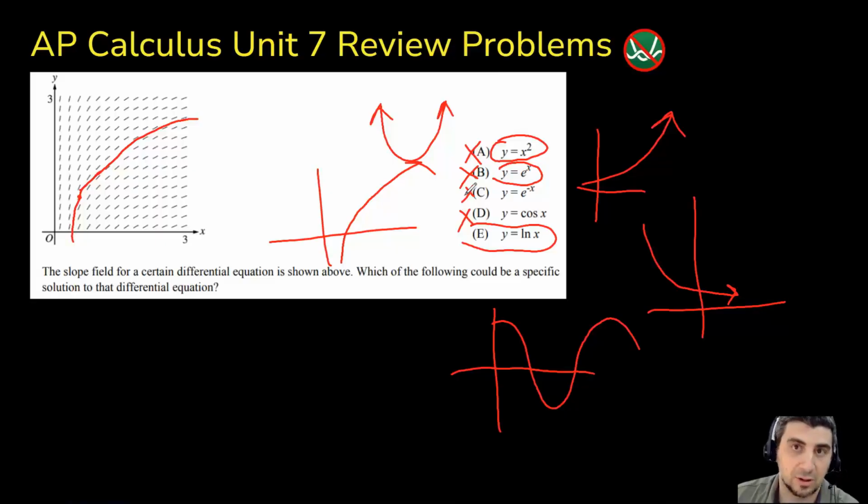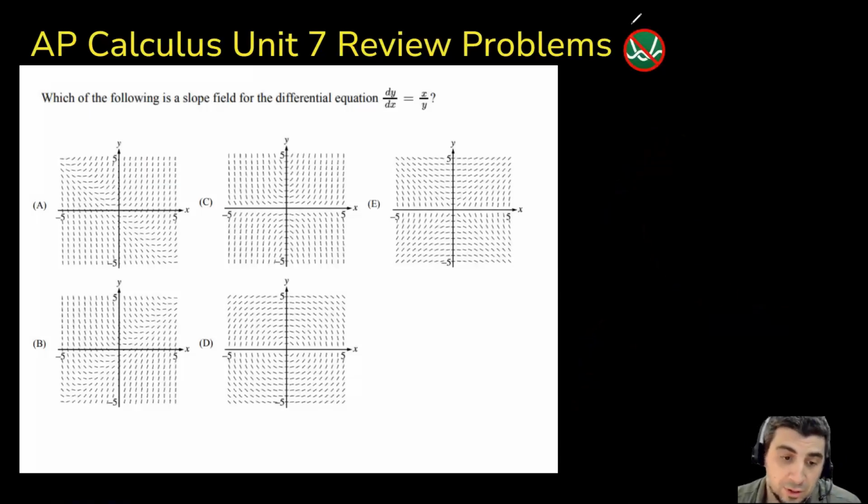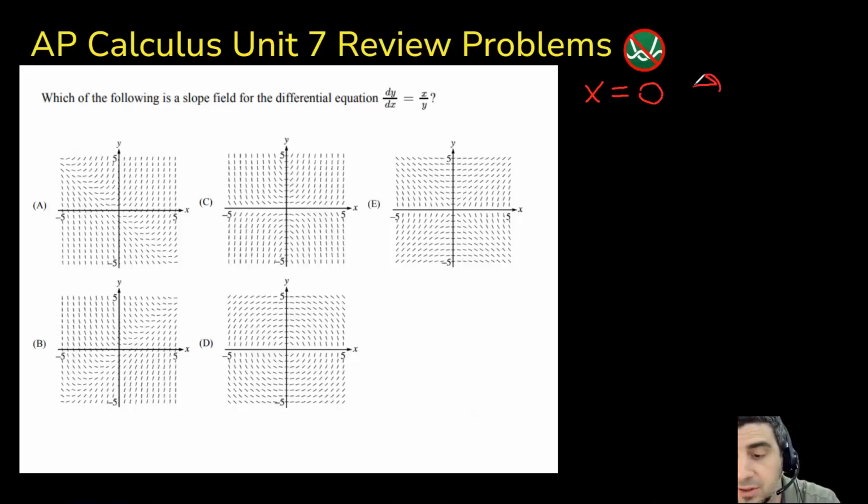Choice E, natural log. So another slope field problem: which of the following is a slope field for the differential equation dy/dx equals x over y? So with these, what you want to do is pick strategic values or quadrants for x and y and see which slope field lines up. So what I mean by that is along the line x equals 0, that's the numerator of the slope. That means the slope's going to be 0 along the line x equals 0.